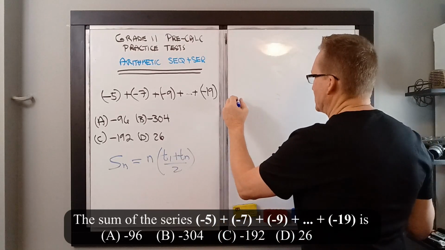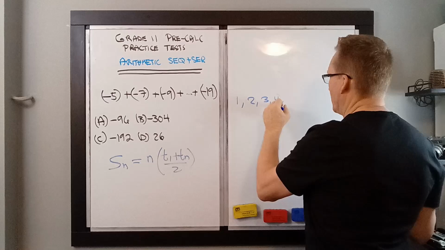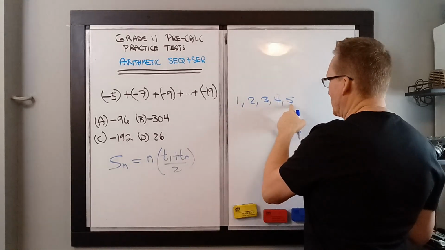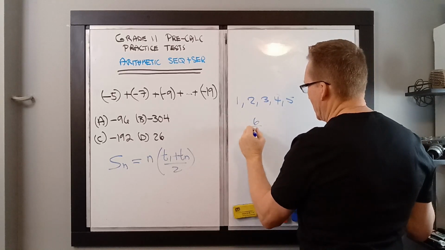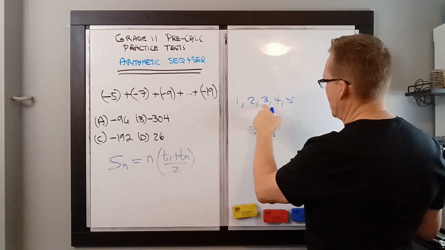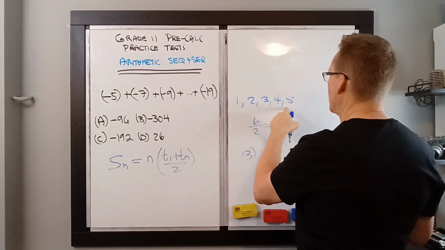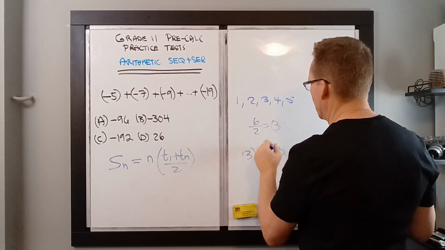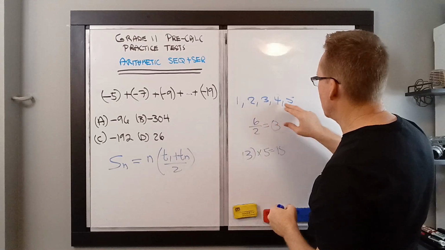For example, let's say we have 1, 2, 3, 4, 5. We have 5 terms here, and 1 plus 5 is 6. 6 divided by 2 is 3. Notice that's the average. And if we take the average number times the number of terms, which is 5, we get 15. Well, let's add this up. This is 3, 6, 10, 15.